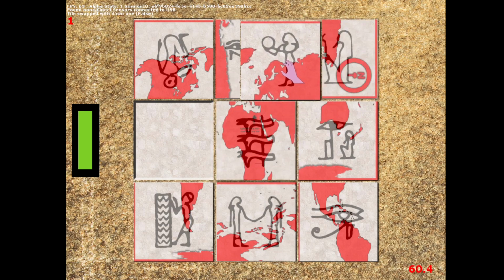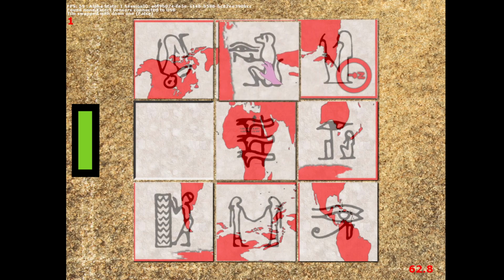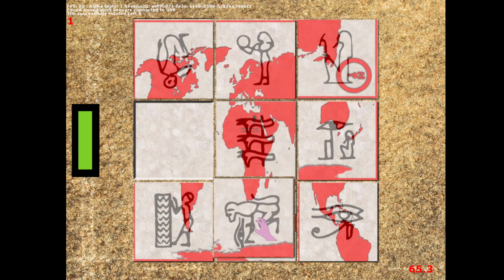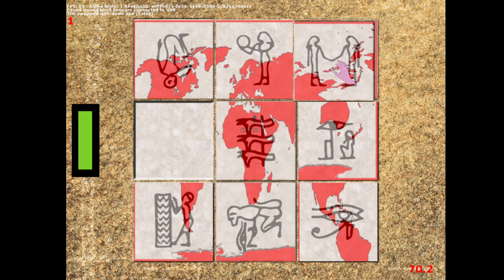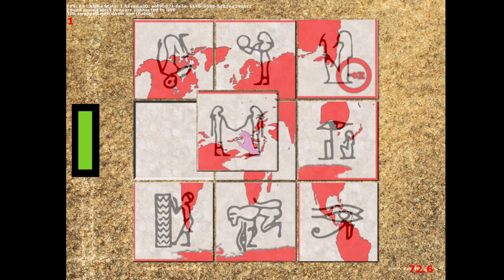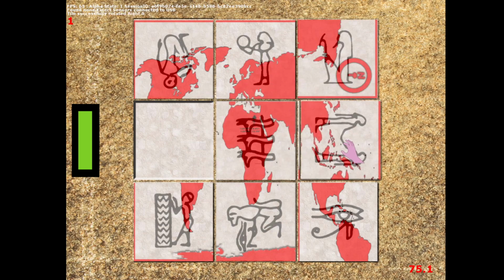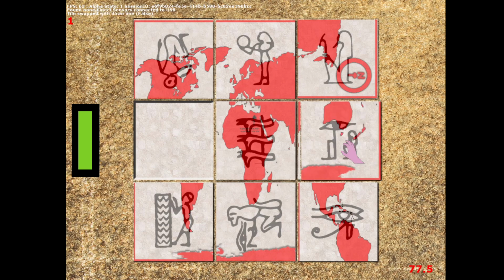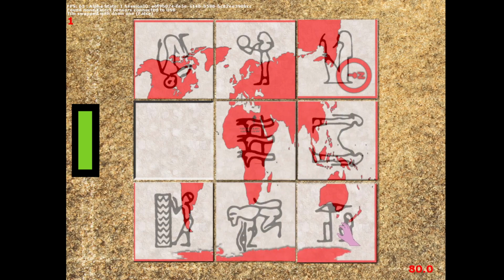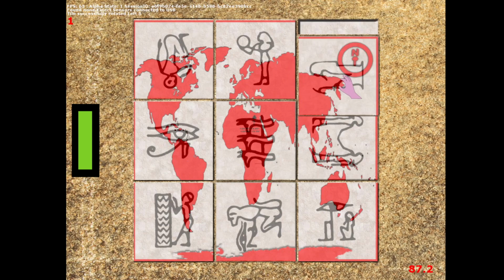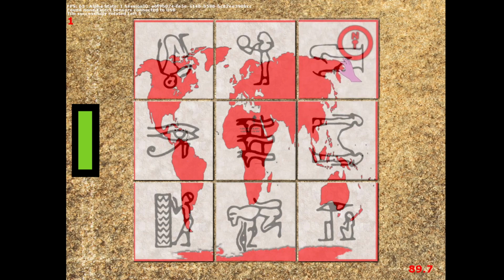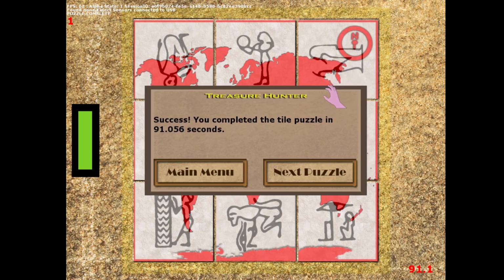So this one goes up here. This one would go down here. Then over here. And down there. And we're nearly done with setting it all up. And so then the final piece is placed. Puzzle complete.